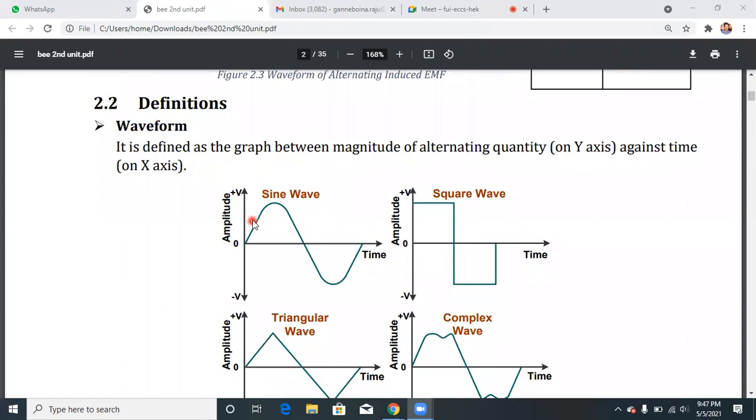So, waveform. These are the different types of waveforms, not only the sine waveform. Different types of waveforms are there: sine waveform, square waveform, triangular waveform. And this is called a complex waveform.